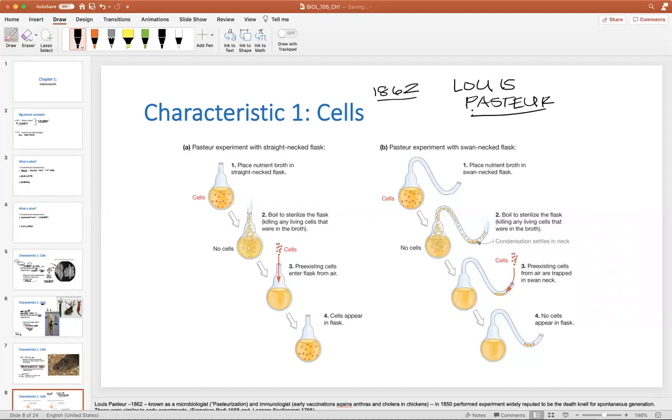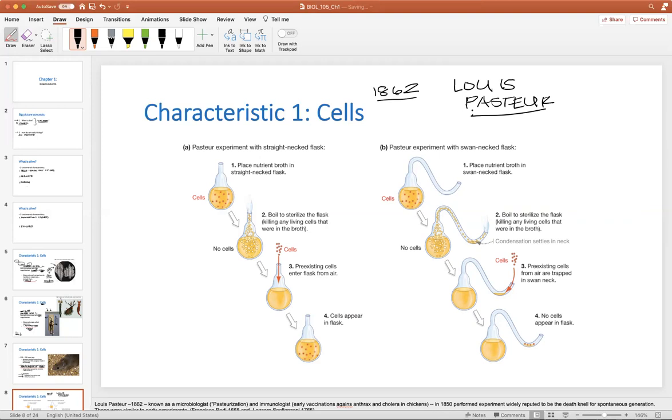If you are a health pre-professional, like a pre-nursing major or pre-med, something like that, you'll learn more about Louis Pasteur in your microbiology classes. He's considered one of the fathers of microbiology. He was an early immunologist. He developed vaccinations against anthrax and cholera.